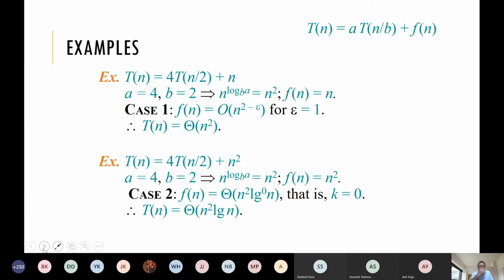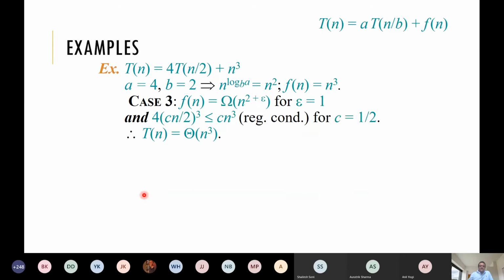And for case 2, we have had one example of merge sort, but this is another example. If T(n) is equal to 4T(n/2) plus n square, then a is equal to 4, it is the same, so it is n square, and this is also n square. So k is 0 in case 2. Then what is the runtime? The runtime is n to the power log a base b into log n to the power k plus 1. Here k is 0, so only a log n term will come.